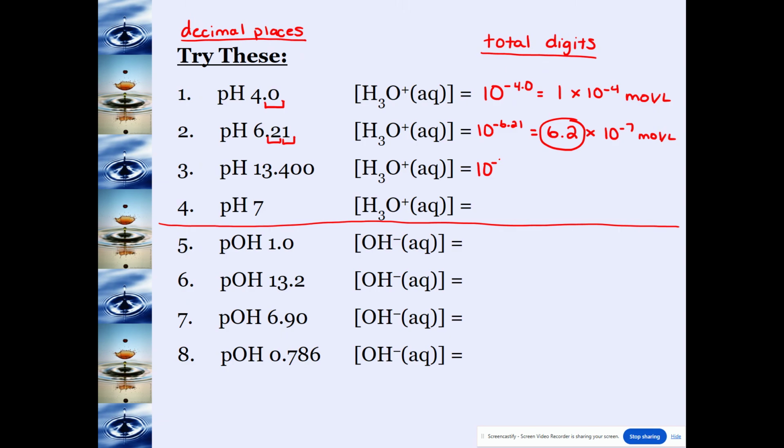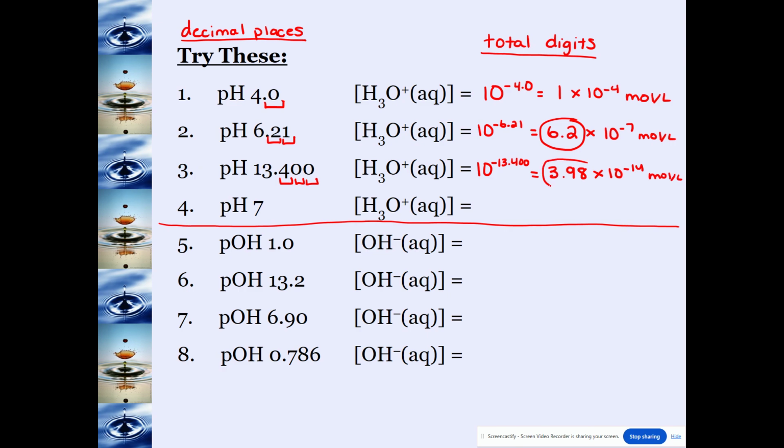10 to the exponent negative 13.400. Now in this pH, I had 3 decimal places, so I can keep 3 total digits. So that would be 3.98 are my 3 total digits, times 10 to the negative 14 moles per liter.